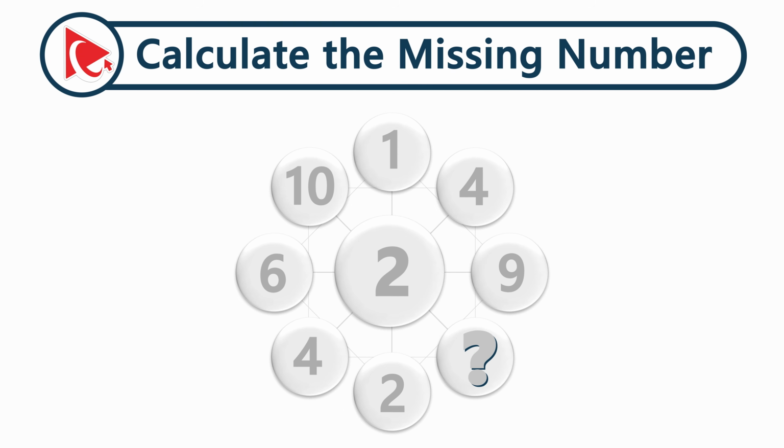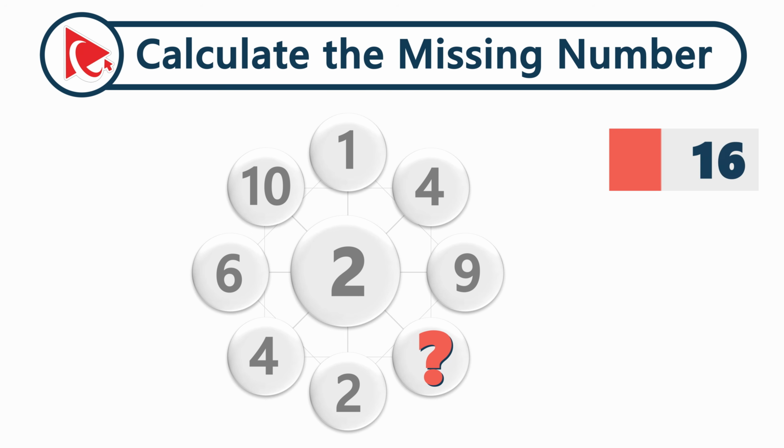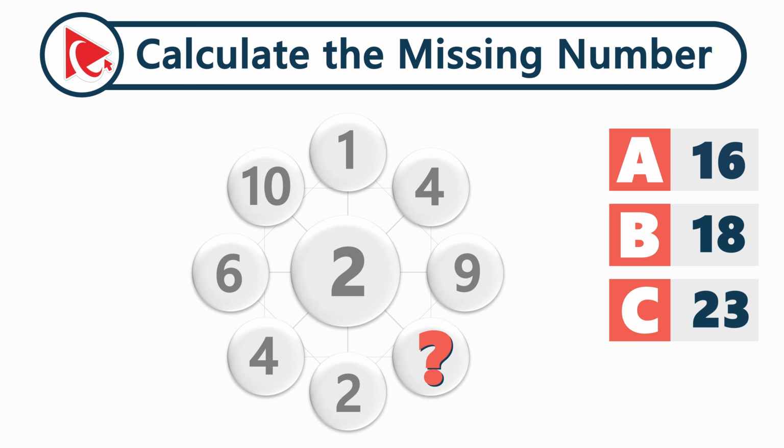You're presented with an amazingly cool looking shape, which has a number in the middle and numbers on the outside. The numbers are 2 in the middle, then starting at 6 o'clock, 2, 4, 6, 10, 1, 4, 9, and then comes the missing number, which you need to calculate and select out of 4 possible choices. Choice A, 16, choice B, 18, choice C, 23, and last but not least, choice D, 25.